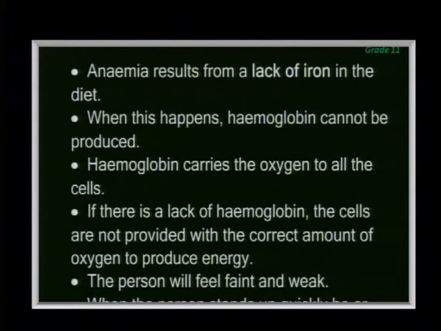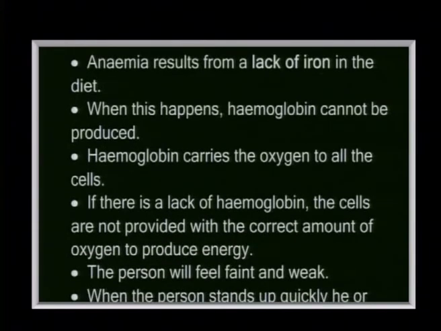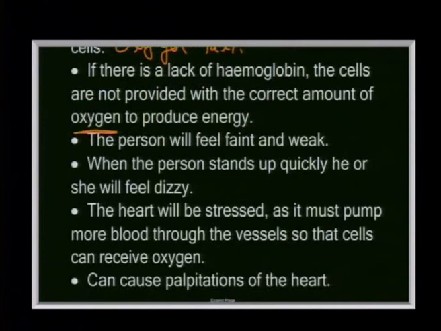Okay, now we're looking at anemia, which is going to affect your oxygen carrying capacity. So it results from a lack of iron. And this is so silly because it's so easy to fix. When this happens, your hemoglobin cannot be produced. Now remember, hemoglobin is part of your red blood cell, and its job is to carry oxygen. It's like an oxygen taxi, that's the best way to describe it. So if there's a lack of hemoglobin, the cells are not provided with the correct amount of oxygen, and therefore you don't have energy.